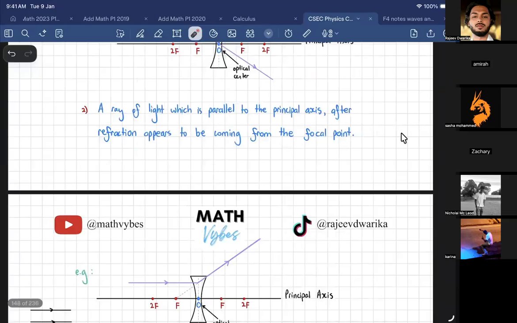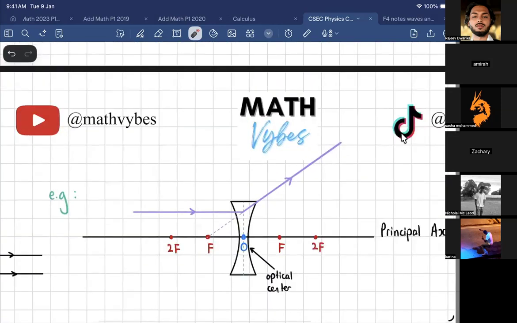So, if you have a ray of light which is parallel to the principal axis, so we drew that, this purple line here is parallel to the principal axis. After refraction, so after it passes through the lens, it is going to appear as if it's coming from the focal point. Can you see that that line appears to be coming from this point? Yes, sir. Yeah, we could see that. So that's what I'm talking about.